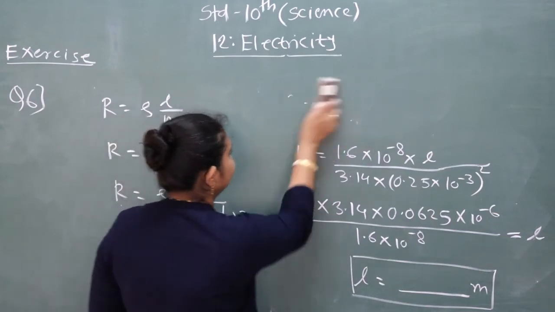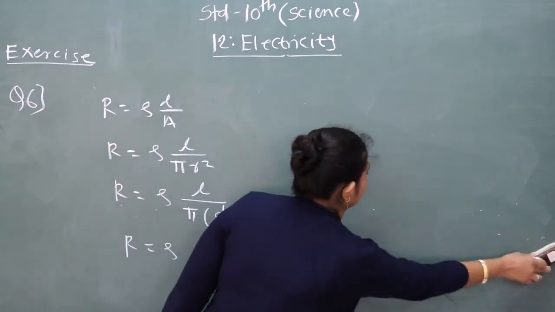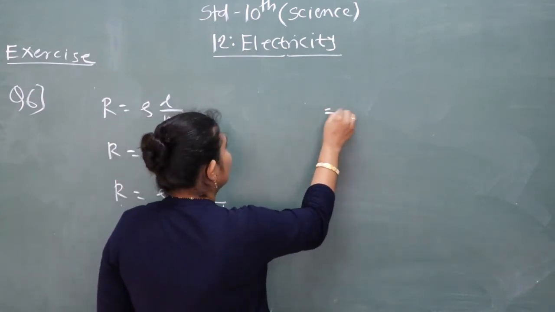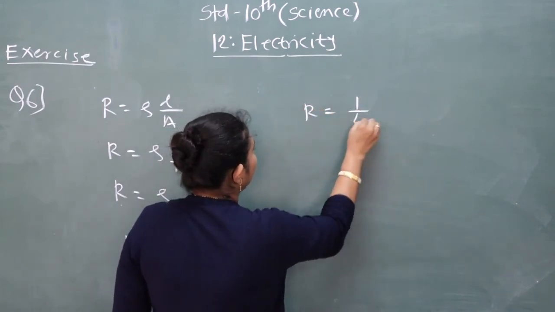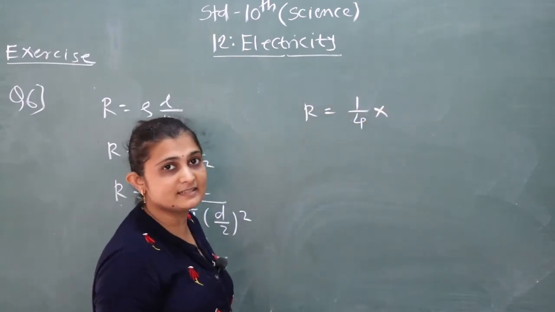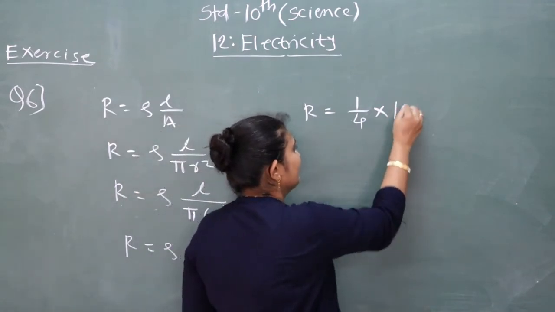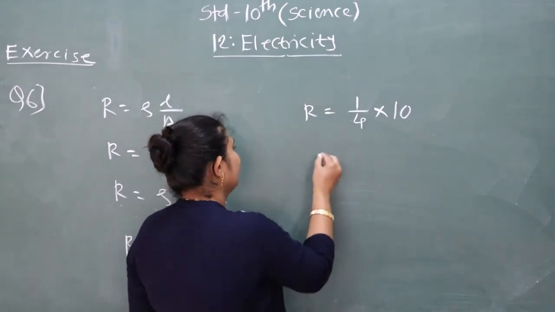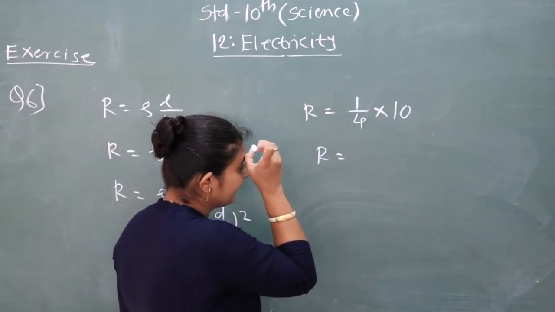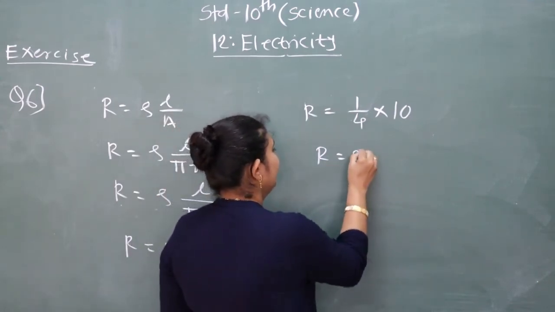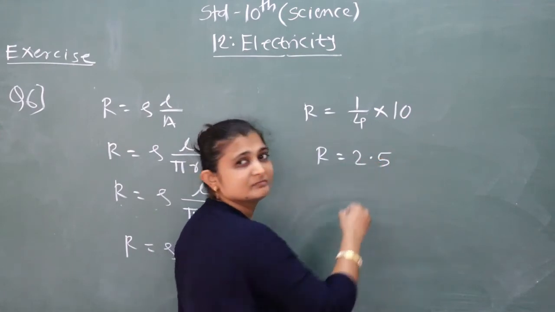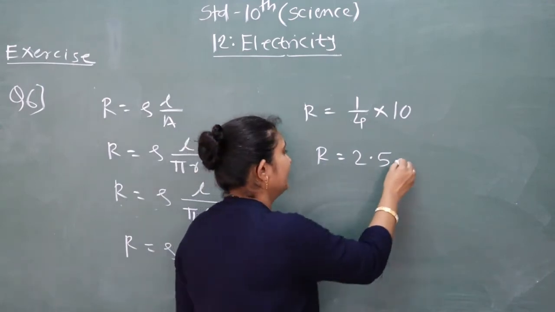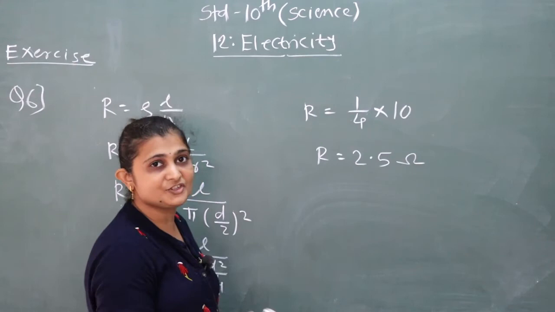You have to find the answer. Resistance will be 1 by 4th. Then R is equal to 1 by 4th of the original resistance. What is the value of original resistance? I think 10. Let's check the value. Yes, that is the 10 ohm. Then R is equal to 10 divided by 4. It will be 2.5. Yes, 2.5. Then what is the value of R? 2.5 ohm. Here we completed question number 6.